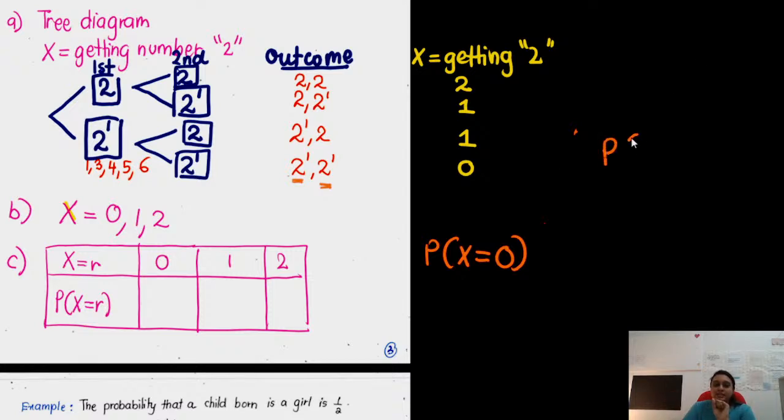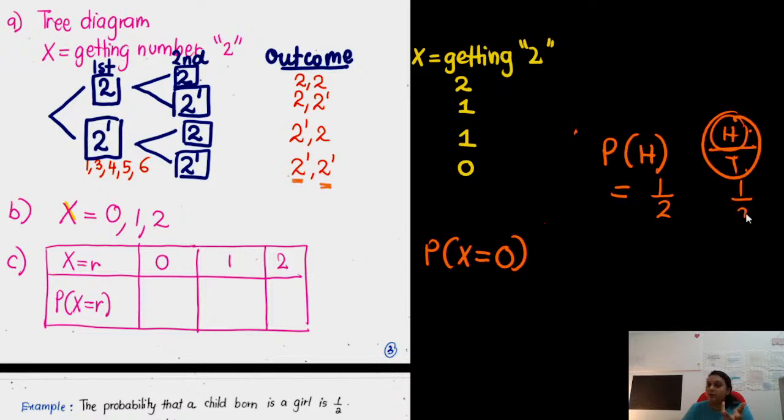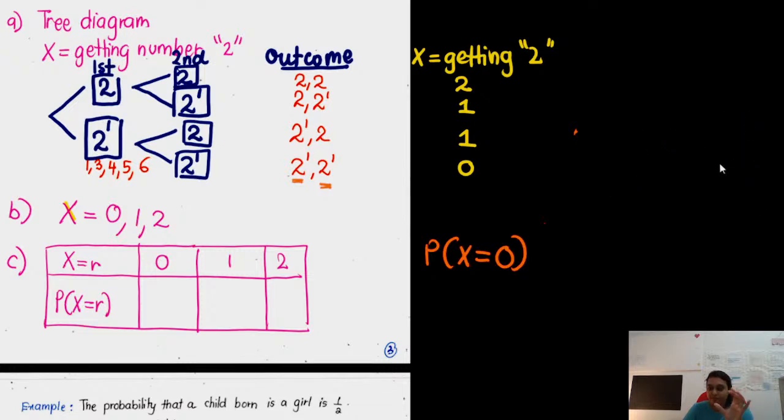Okay, if teacher asks what is the probability to get a head in a coin? Okay, a coin has 2 sides, isn't it? Heads and tails. So what is the probability of getting head? 1 over 2. What is the probability of getting tails? 1 over 2. So you know the probability. Probability is always in fraction form.